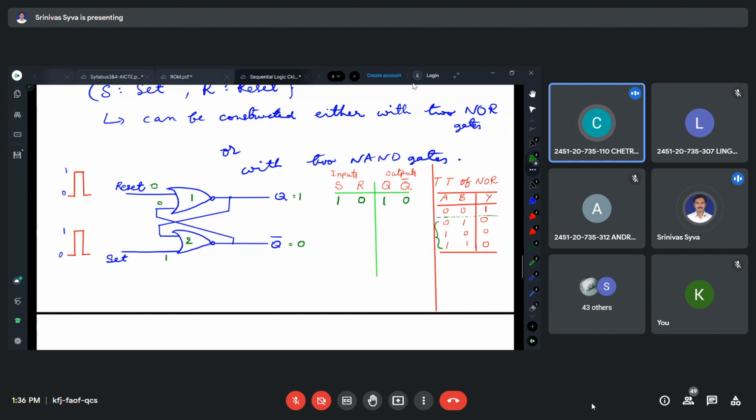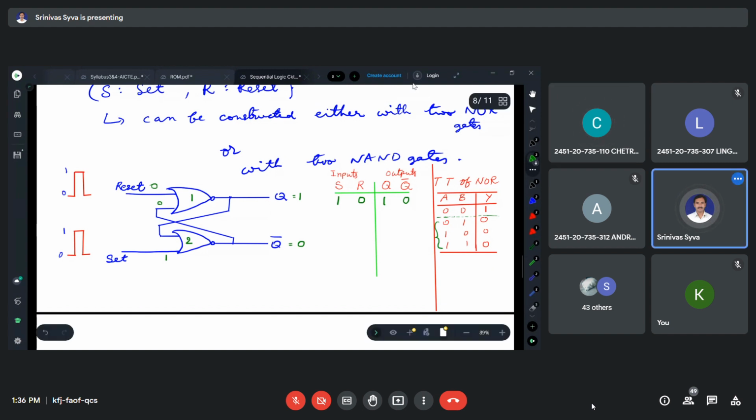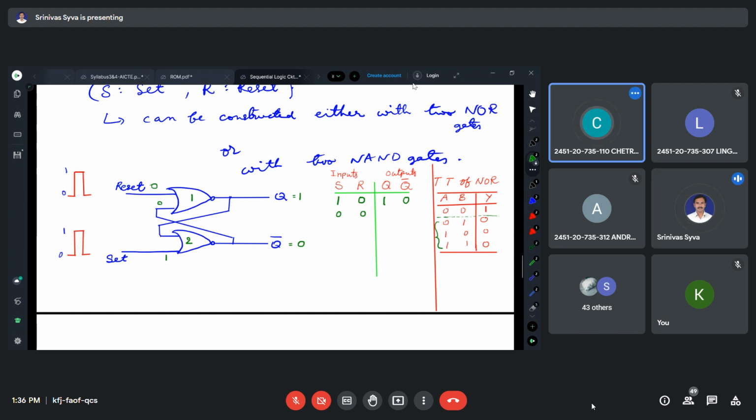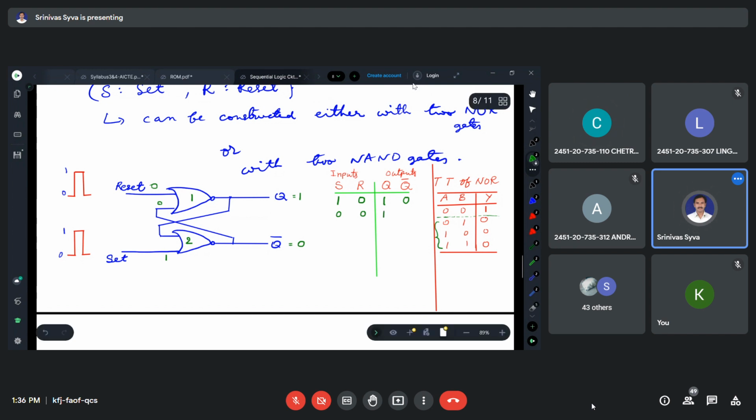Now when these inputs are reduced to 0, for example, if I make S 0 and this R also 0, then both inputs are disabled, so the outputs remain as they are. Earlier whatever is there, 1 0, the same thing will remain. You can understand this point like this.